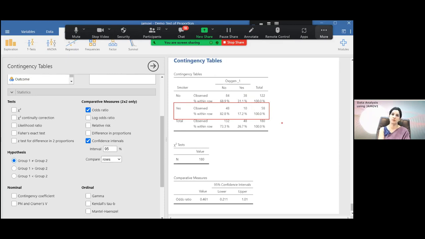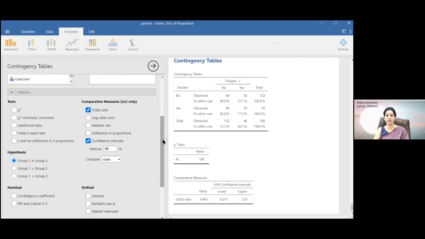Odds of oxygen requirement in case of smoker, it will be 10 by 48. Can we take this 10? So it is the 10 by 48. Similarly, the odds of oxygen requirement in non-smoker will be 38 by 84. And if you take the ratio of these two values, it will come to 0.461. Okay, and this is the 95% confidence interval. Since it is crossing 1, you can say that this is not significant.